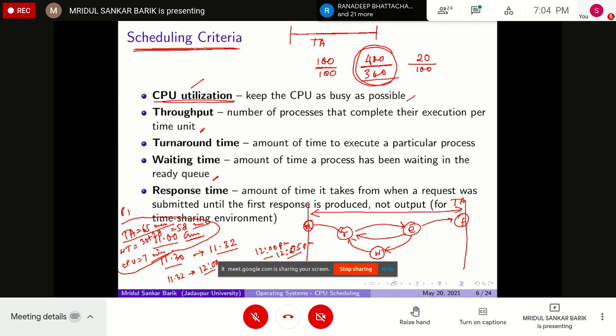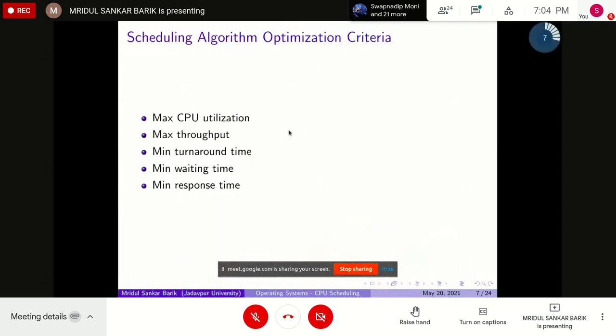So we'll look into different scheduling strategies, which try to optimize different criteria. Turnaround time should be minimized, waiting time should be minimized, response time also should be minimized, CPU utilization should be maximized, and throughput should be maximized.